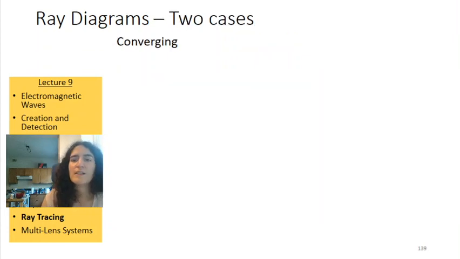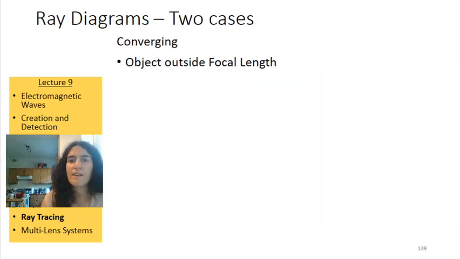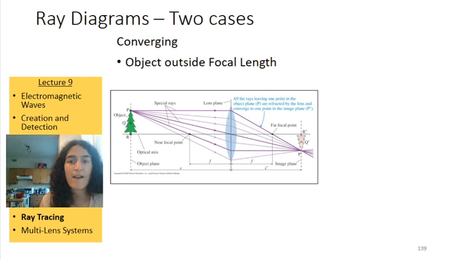Okay, so let's continue. And now we can draw ray diagrams. And this is actually maybe the most typical ray diagram looks like. So here I have a lens, and I have an object. So here I have a Christmas tree, right?